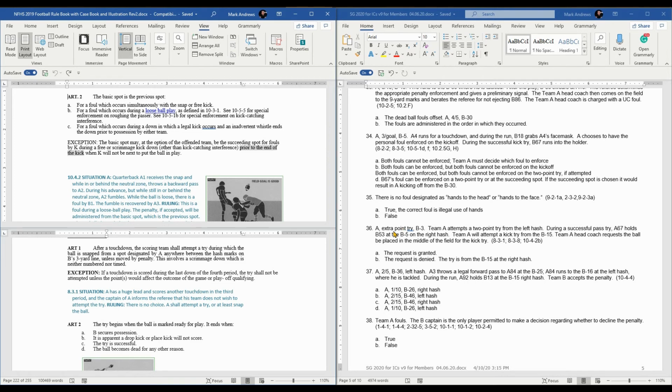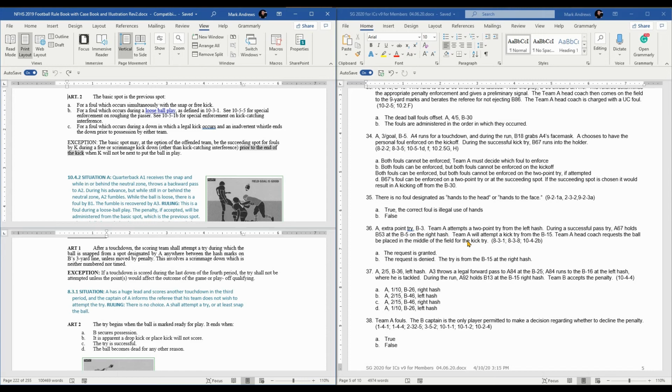An extra point is question 36. An extra point try from the B3. Team A attempts a 2-point try from the left hash. During the successful pass try, A67 holds B53 at the B5 on the right hash. Team A will attempt a kick from the B15. Team A's head coach requests that the ball be placed in the middle of the field for the kick try.